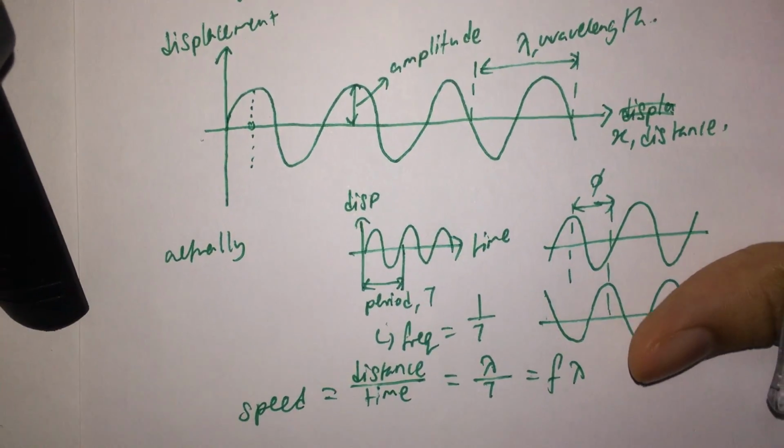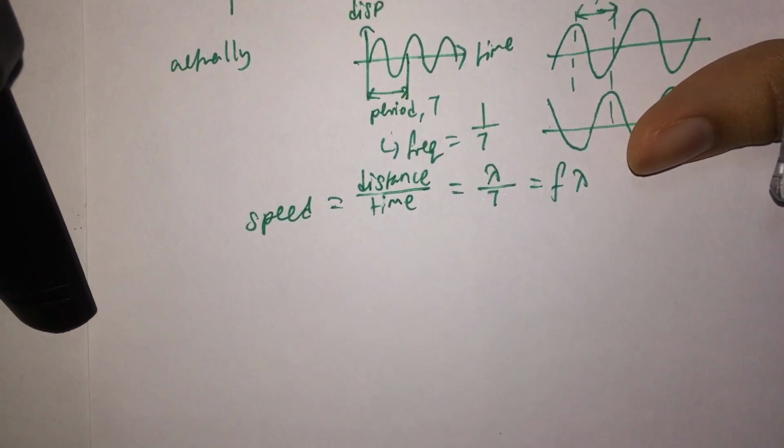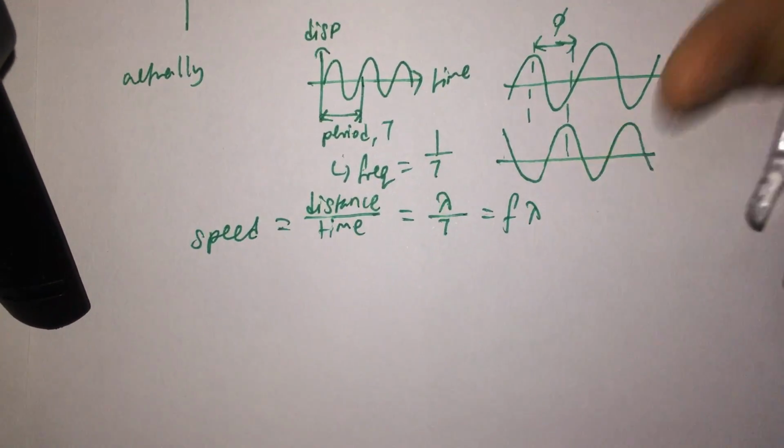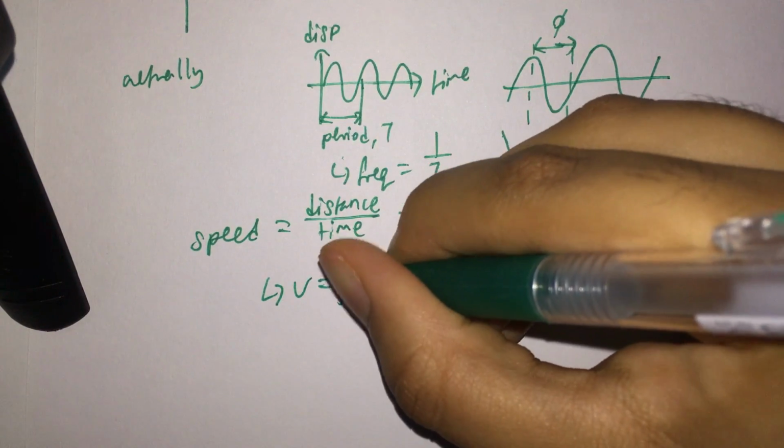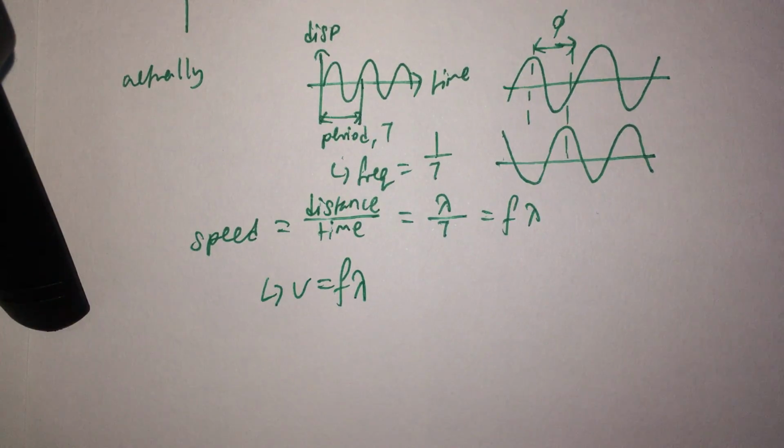I think you guys will remember this equation very well because it's pretty simple. It's just v equals f lambda. It's very easy to remember. So just remember this equation very well and use it for whatever question requires you to use it.